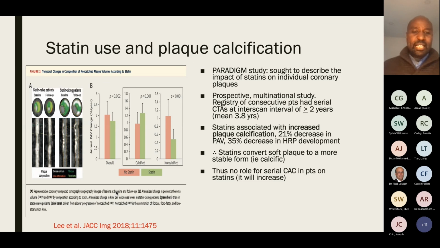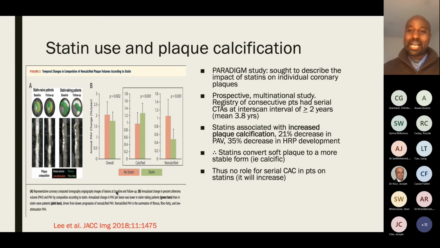So this is data from the PARADIGM study, looking at statin use and its impact on plaque. The PARADIGM study sought to describe the impact of statins on individual coronary plaques. It was a prospective multinational study, and it was a registry of consecutive patients who had serial CT scans at interscan intervals of at least 2 years or more. The average was just under 4 years, 3.8 years.